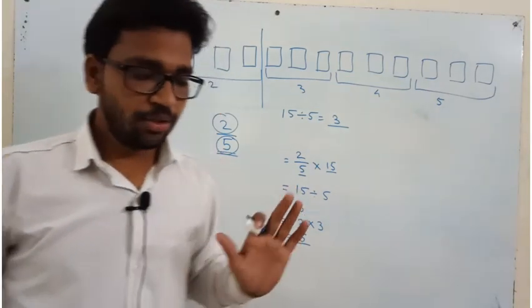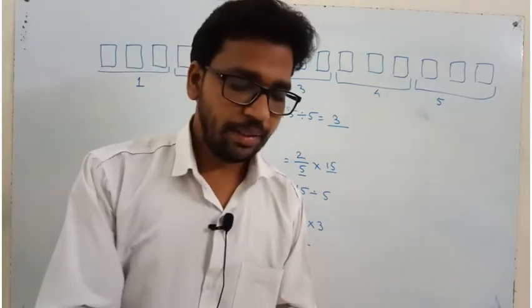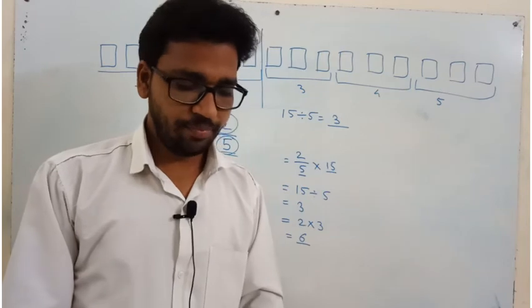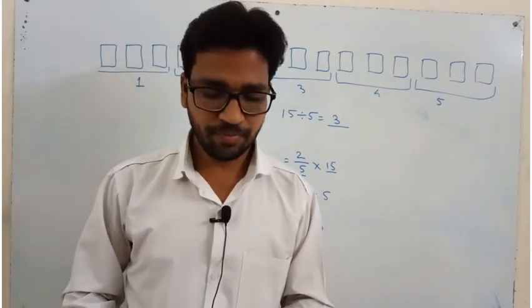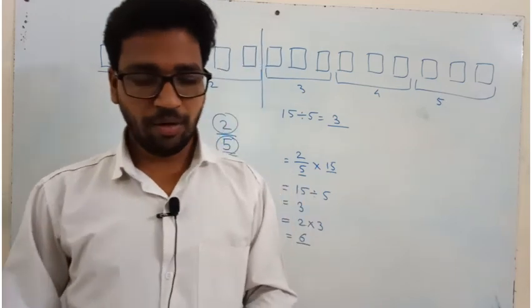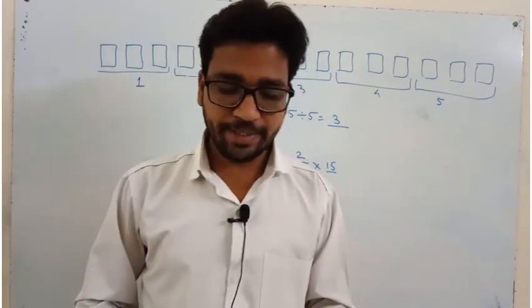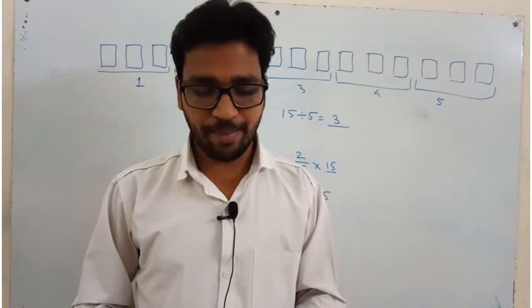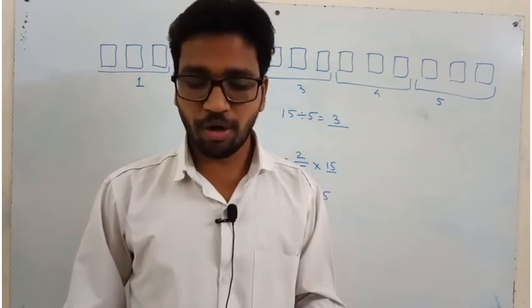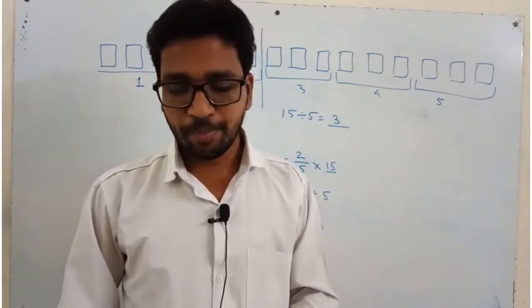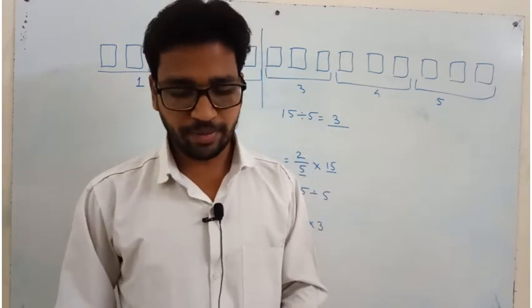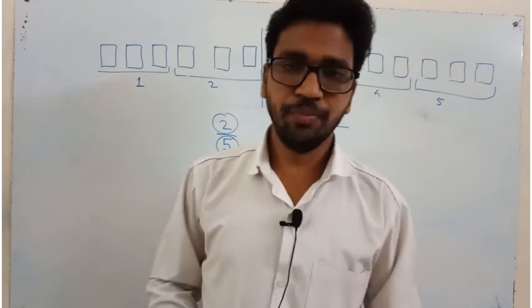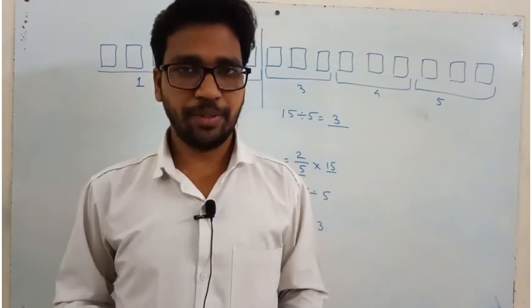Got it? So in exercise 7C, the first question is, here are 12 friends. How many friends are there? 12 friends. Draw earrings for 3/4 of them. Put bindis on 5/6 of them. Make 2/3 of them wear spectacles. Okay, I will explain what we have to do.